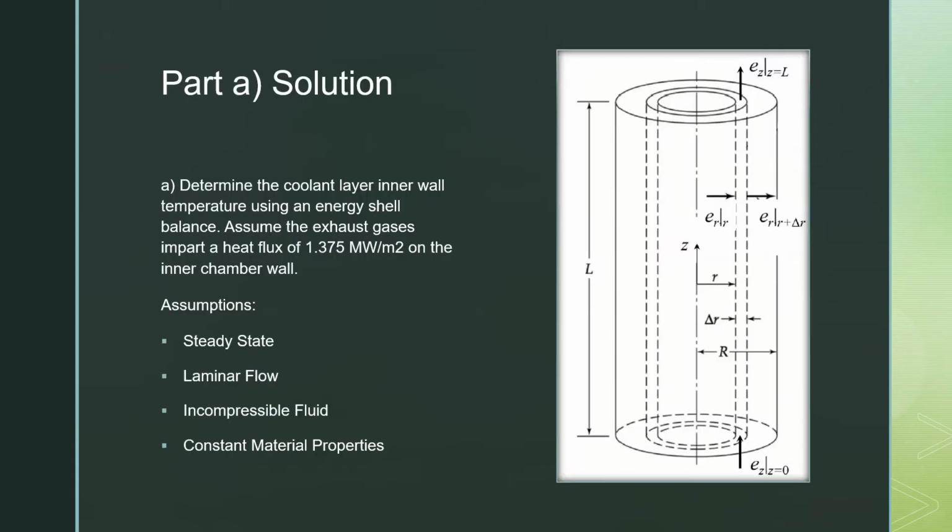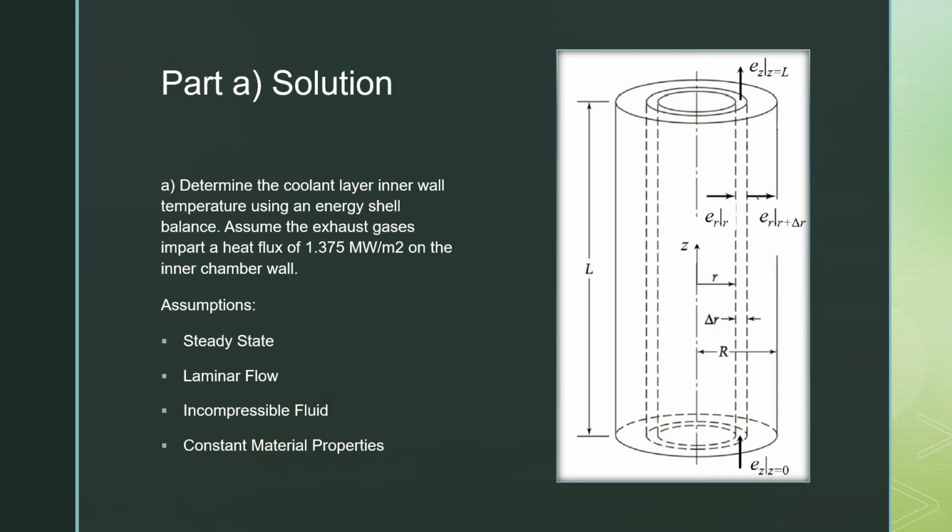To start us off, the student is made to determine the inner wall coolant layer temperature. This is done through an energy shell balance. The student has been provided with a heat flux through the chamber wall of 1.375 megawatts per meter squared, which is generated by the combustion.